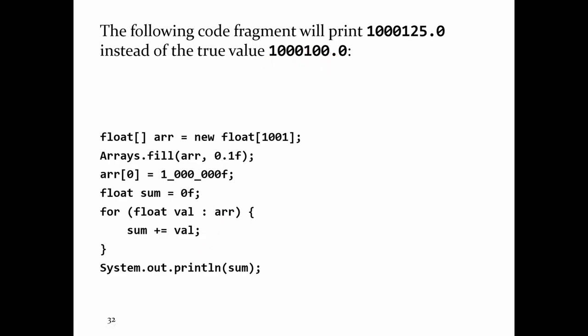Write your loop to compute the sum, and it prints out 1,125,000. So it looks like Java can't even compute 1 million plus 0.1 1,000 times correctly. That number there is pretty far off of that number there.